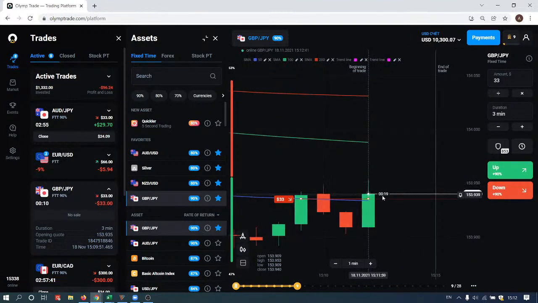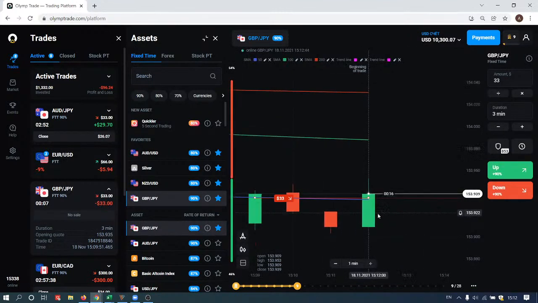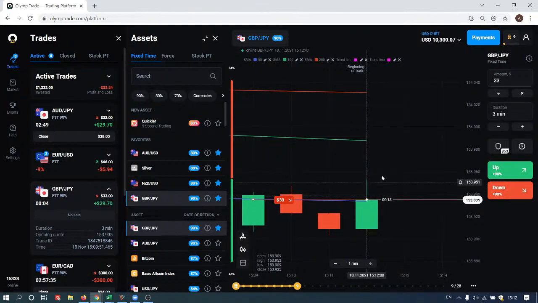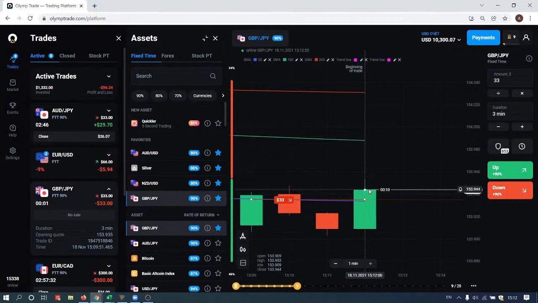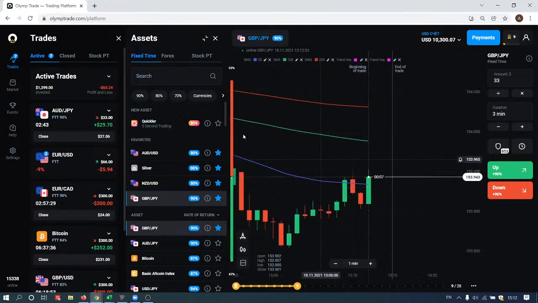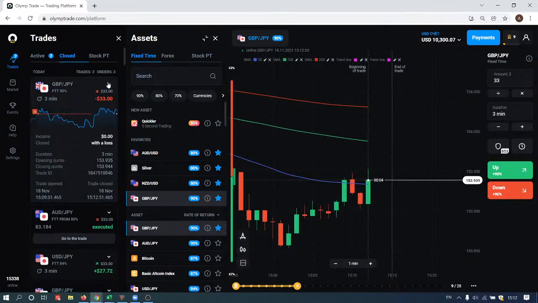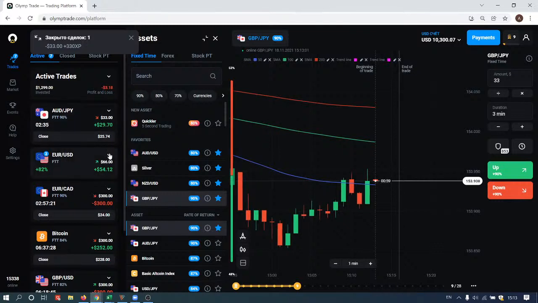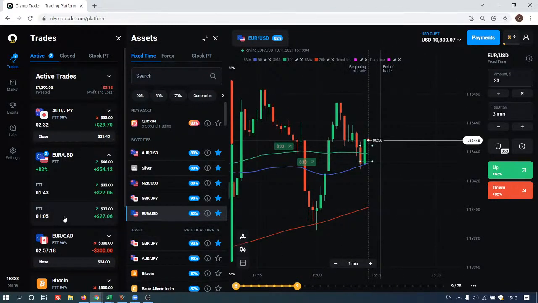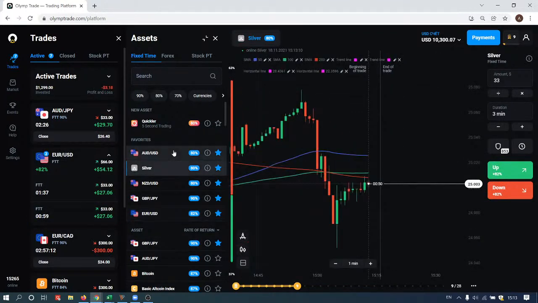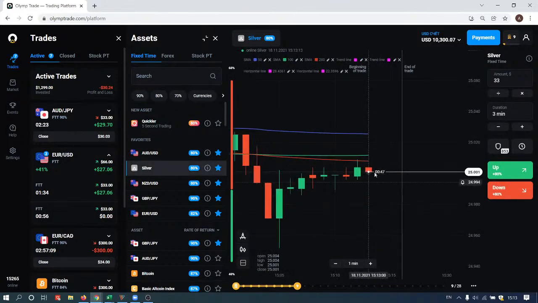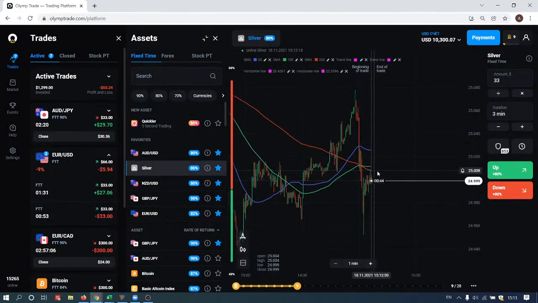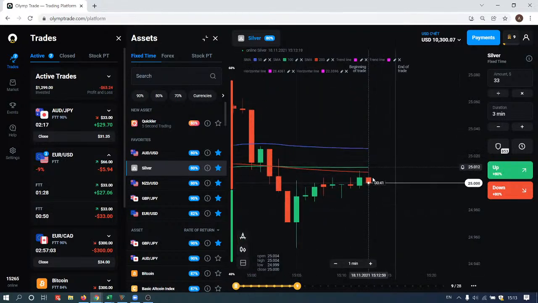All right, so 10 seconds to go. Let's watch how this trade closes. So I'm just 2, 3, okay, 0. All right, so this trade closed out of the money, unfortunately. Okay, now how about Euro USD? Right, so 1 minute to go on my first trade, and then 1 minute 40 seconds on the next one. So now let's silver. So yeah, we can set a pending order.